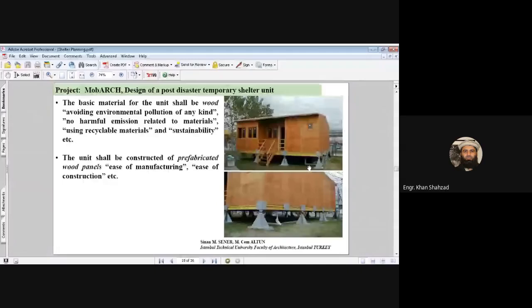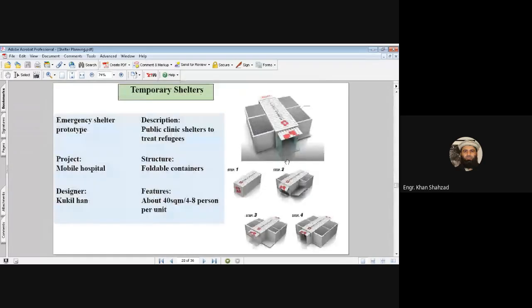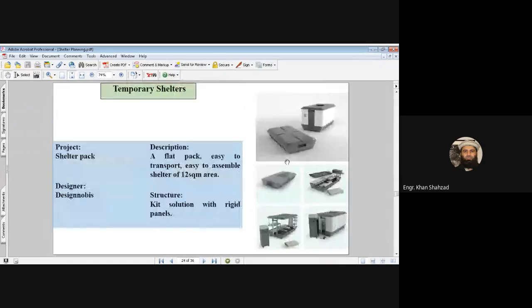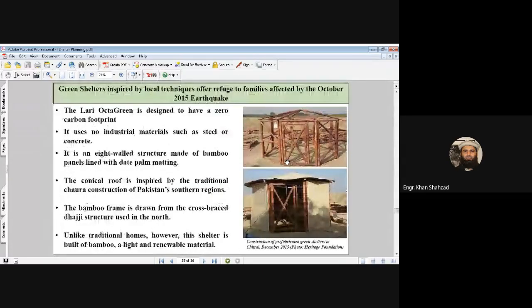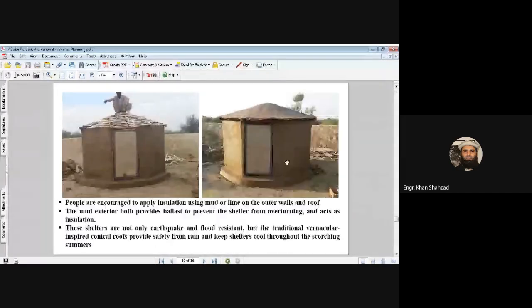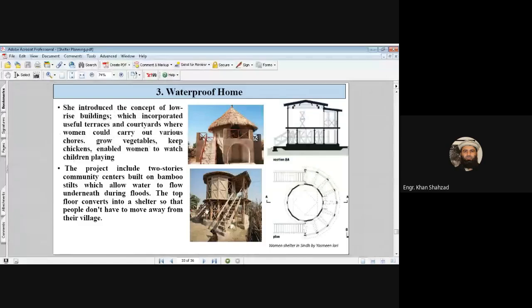You can see this one, and you can provide some mechanism or some hydraulic system so that when the water is coming you can raise this. And the next one, see over here, this portion you can use, and this one is just to avoid the flooding.